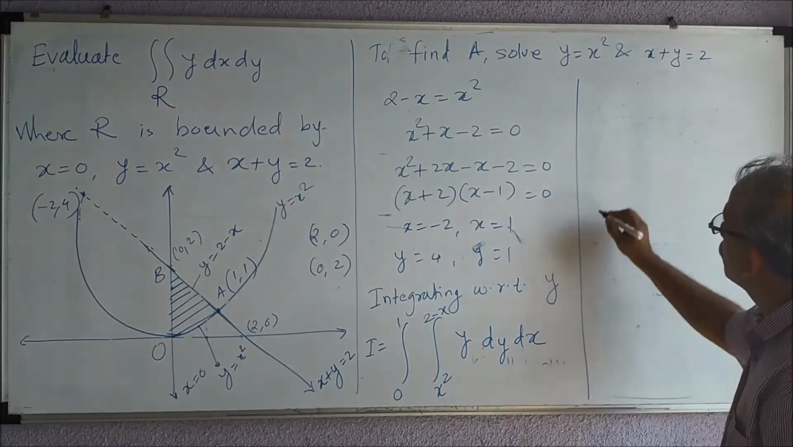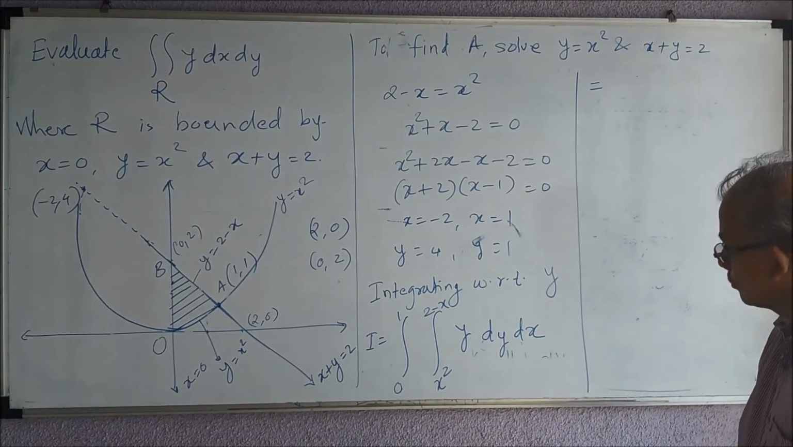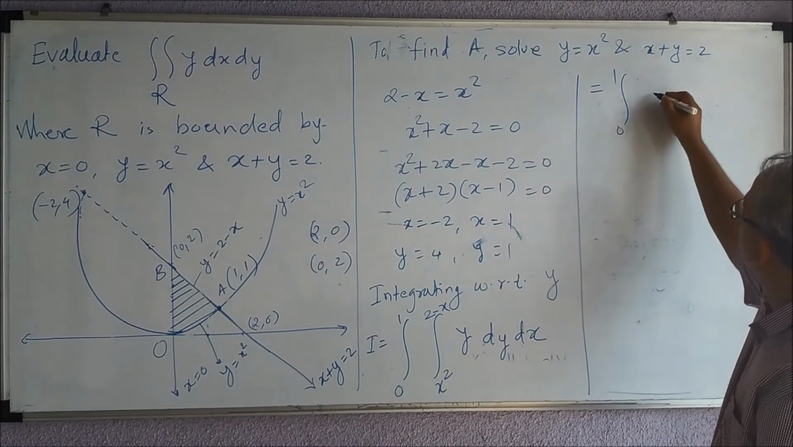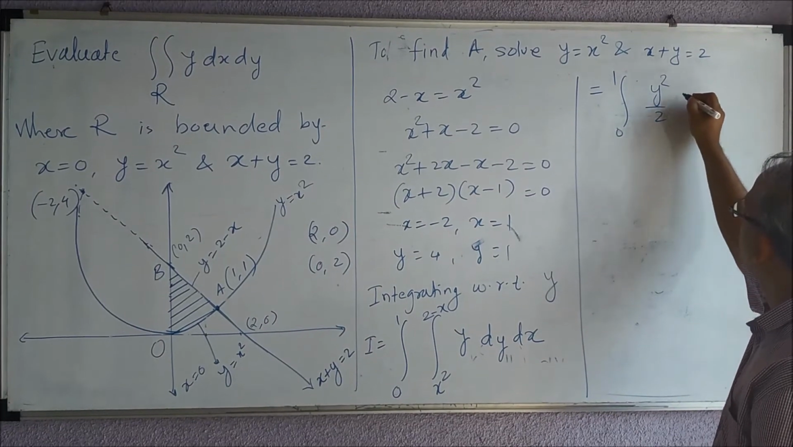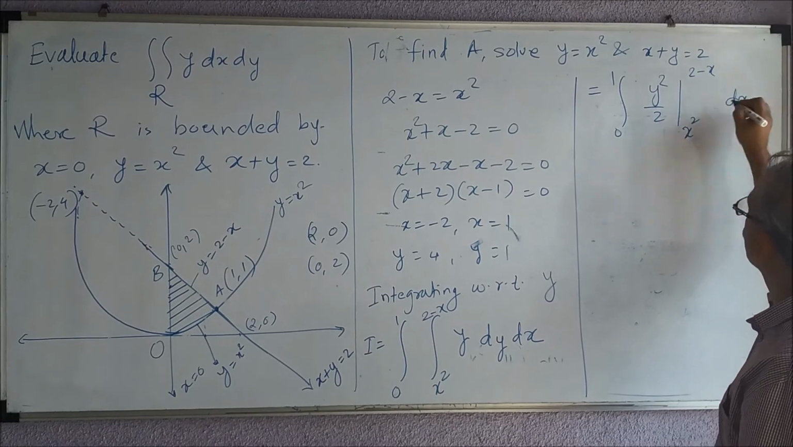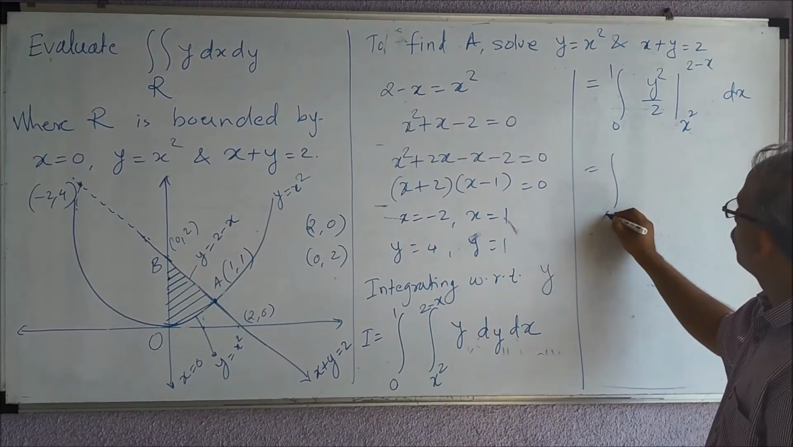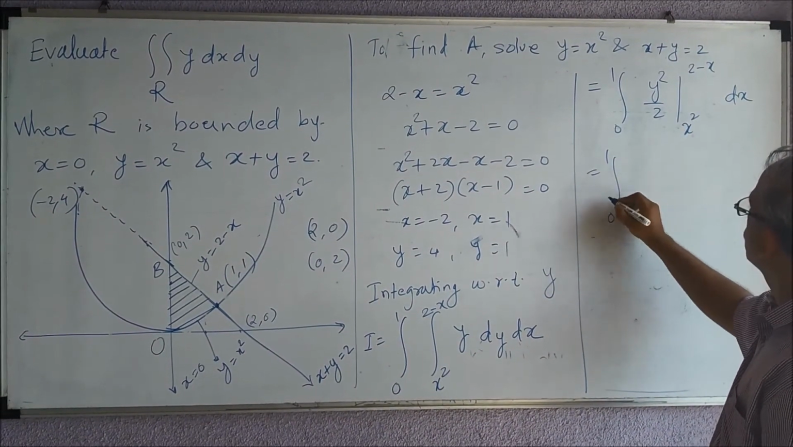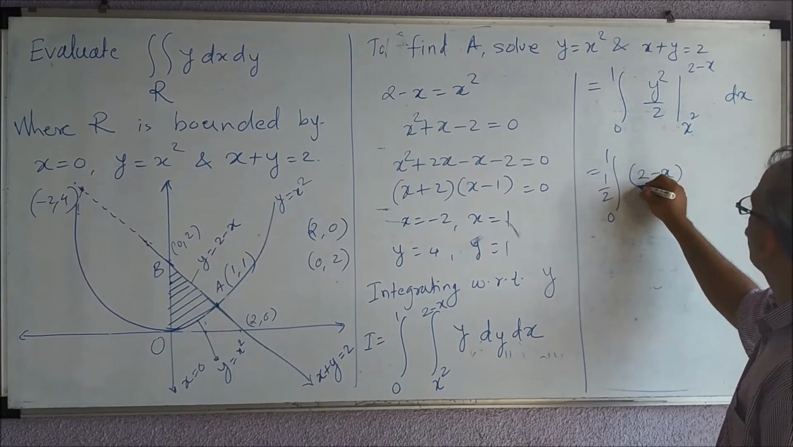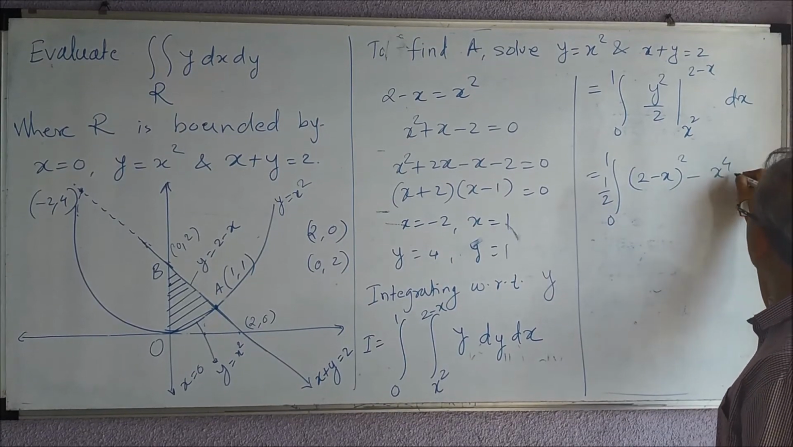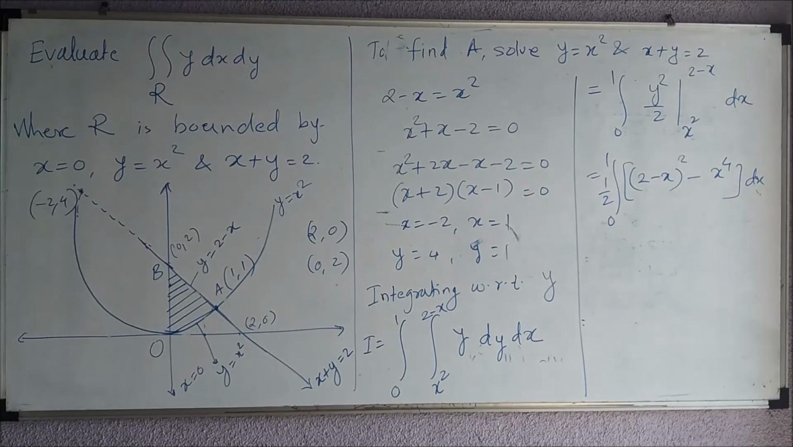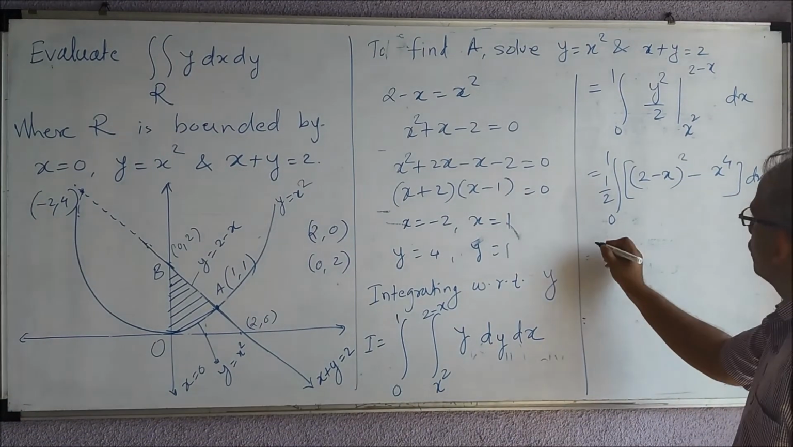So this is equal to further, integral from 0 to 1, now y dy. So it will be what? y²/2 running from x² to 2 - x, dx. So it is 0 to 1. Let us take this half outside. So this is (2 - x)² minus x⁴ dx. Right? Okay, so we will open this.